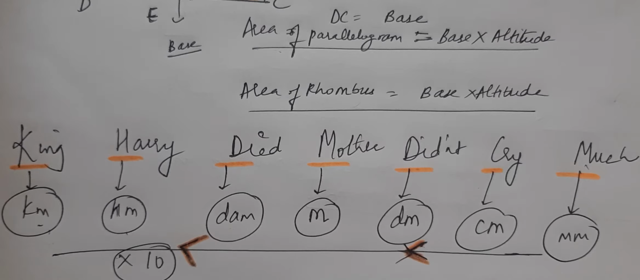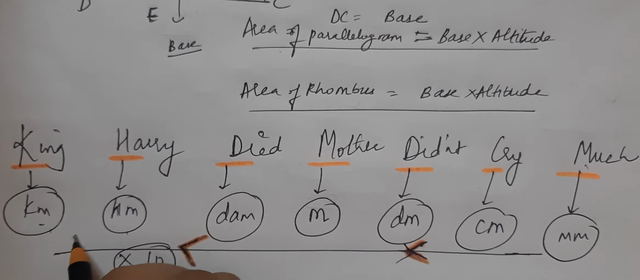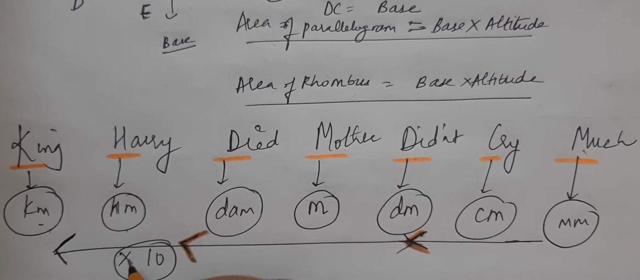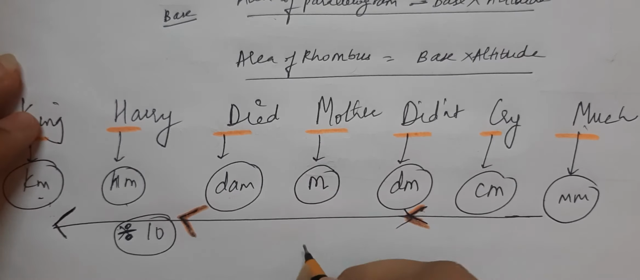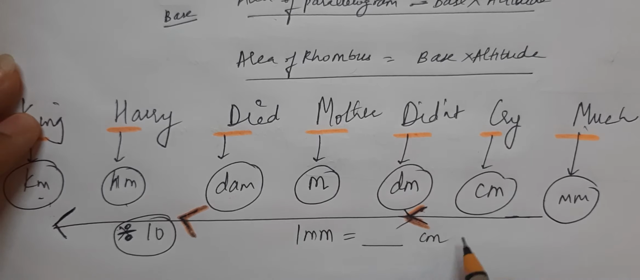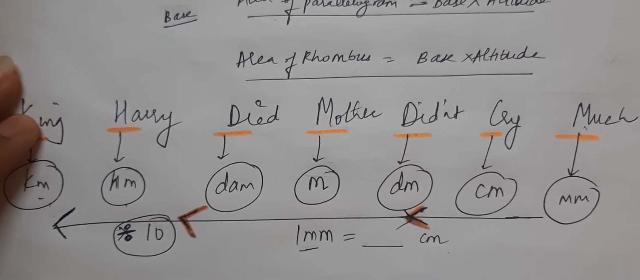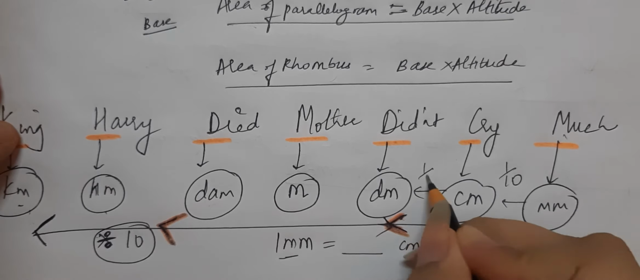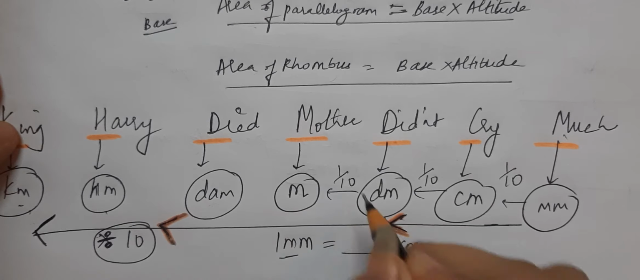So if we are going from millimeter to kilometer, means to the left side of millimeter. If I have to convert the number from millimeters to kilometer, what will I do? I will divide the number by 10. How? If I have to find how many centimeters 1 millimeter contains, what will I do? I will take 1 by 10. So each interval has 1 by 10 if I am taking it like this.